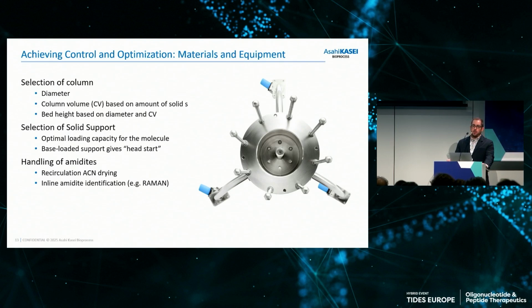And then the other starting material that we want to consider is our amidite, and how our amidites are going to be prepared and stored and integrate with our automated system. Maybe we want to include recirculating ACN drying or positive amidite identification in line, which is tricky but can be done with things like UV absorbance or Raman or FTIR.